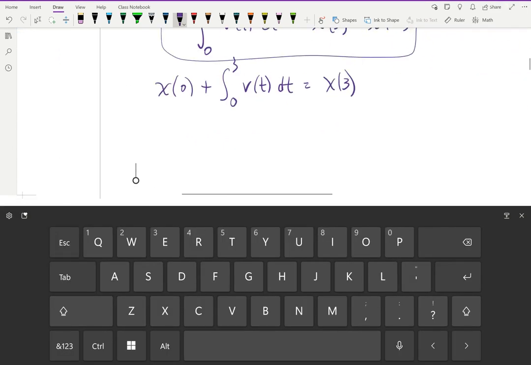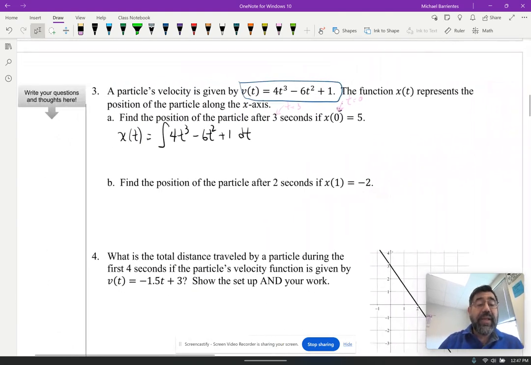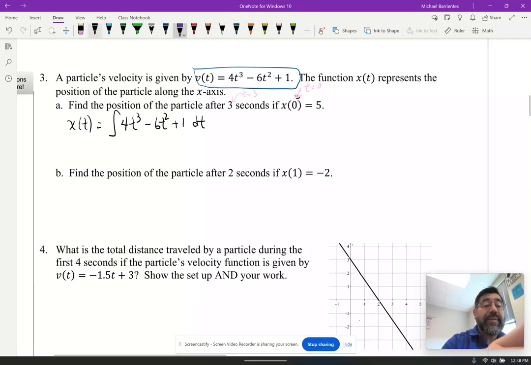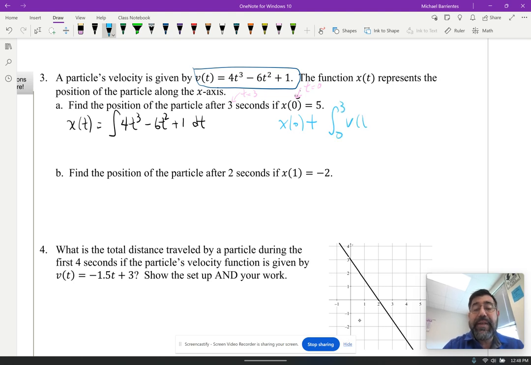So I don't really have to do what we did before. I don't have to take the antiderivative, find the c value, and then plug it in. I can just do this all at once. And so that's what I'm going to do. I'm going to say x of 0 plus the integral from 0 to 3 of v of t dt is equal to x of 3. By the way, x of 0 given to us is 5, so I can substitute that 5 right away. And now it becomes a calculator problem because I have 5 plus the integral of this function, which a calculator will do for me with math 9. And together, that's going to give me x of 3.